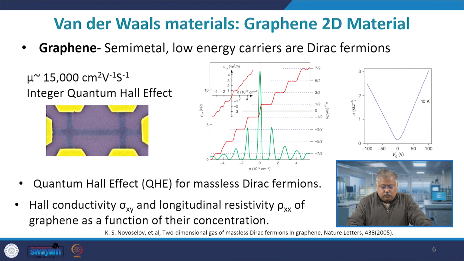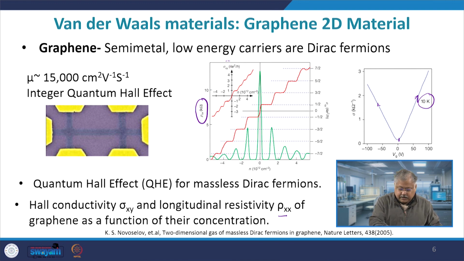Now, if you look at its conductivity, which is 1 upon resistivity, then at 10 Kelvin it has a very low conductivity as the temperature changes, between the van der Waals forces. There is always a sudden change in the value of sigma. This is the longitudinal resistance, rho xx, and this is sigma xy, the Hall conductivity, given in dimensions of 4e²/h.